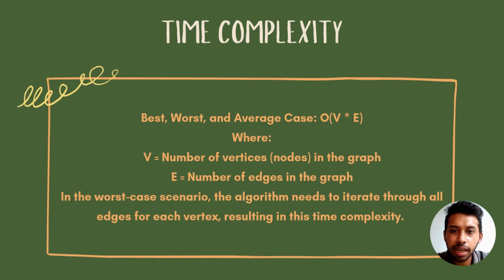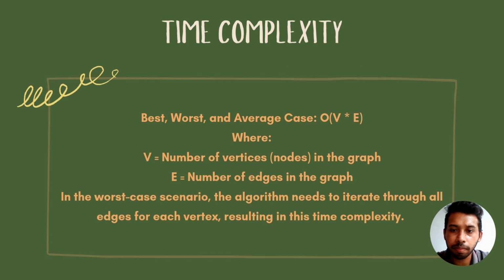In the worst case scenario, the algorithm needs to iterate through all edges for each vertex. Since we perform this edge relaxation process V minus 1 times, the overall time complexity becomes O(V × E). So whether we are looking at the best, worst or average case, the time complexity remains O(V × E) for Bellman-Ford. This is more efficient than algorithms like Dijkstra's when we are working with graphs that include negative edge weights, but for very large graphs it can still be a bit slower.